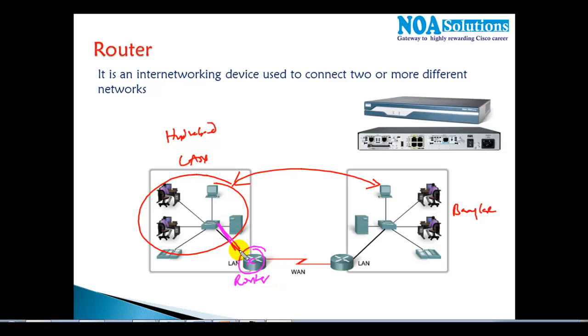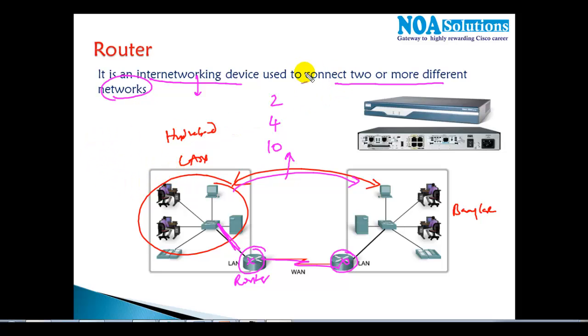to the LAN, to the switch, and we need to have some WAN connection, so we need a router. So if you have two different locations, we need two routers, and if you have 4 locations, 4 routers, and if you have 10 locations, we need 10 routers. So it's an internetworking device. Internetworking means a group of networks used to connect 2 or more different networks. If you want to communicate between 2 or more different networks, we must need a router.